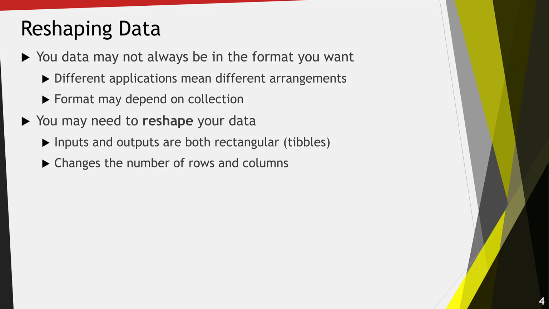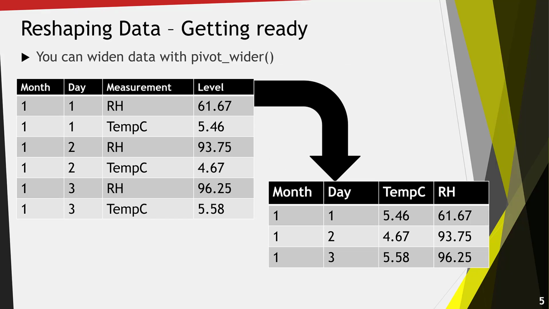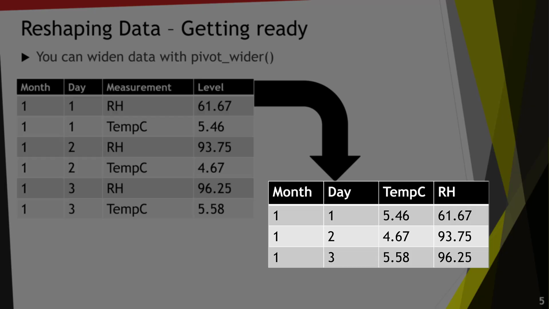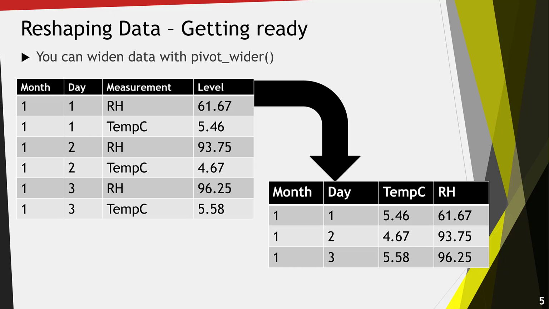And remember, when you reshape data, you're going to take a rectangular table of data and output a different rectangular table of data, changing the numbers of rows and columns. In this video, we'll look at using pivot wider to look back at an example that we have before. Here are some non-tidy weather data where the temperature and relative humidity information are packed together in a single column named level. We'd like to spread that information out into a temp C and an RH column in an output table. We're going to accomplish this using pivot wider.